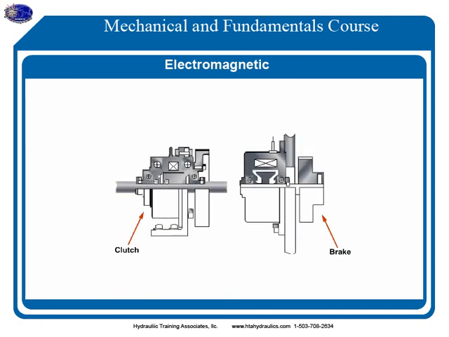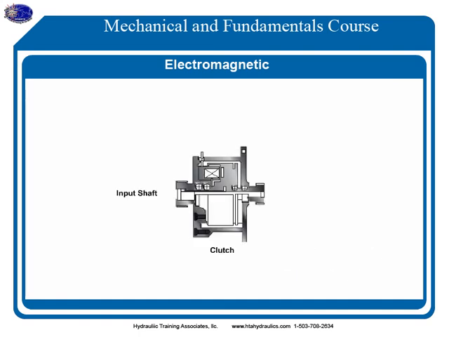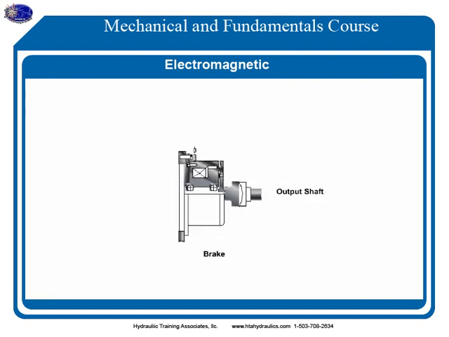Electromagnetic clutch brake combinations operate in the same manner as in the clutch and brake sections. The most common types are magnetic particle and hysteresis. They generally do not come in packaged sets, but must be mounted individually as the clutch and brake. Again, it is important to remember that with any clutch brake combination, the clutch should be on the input shaft and the brake on the output shaft.